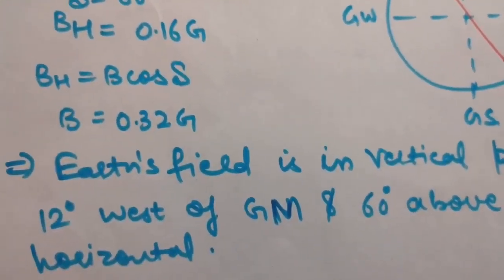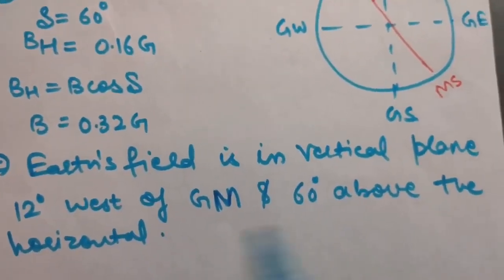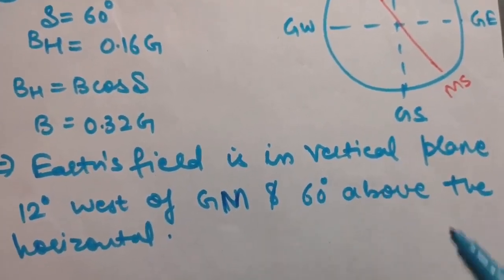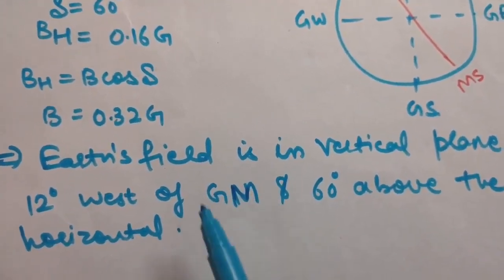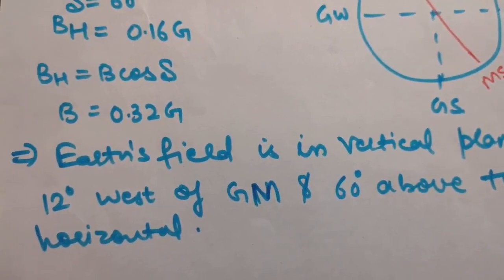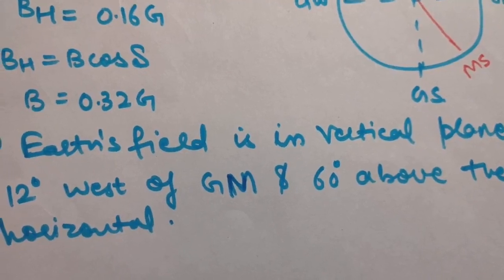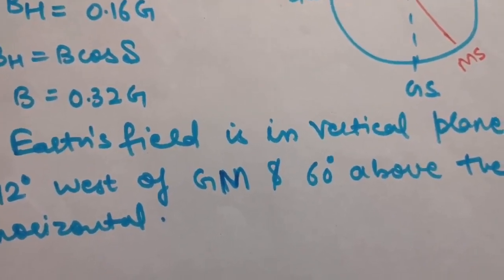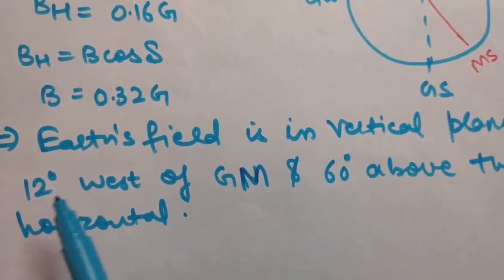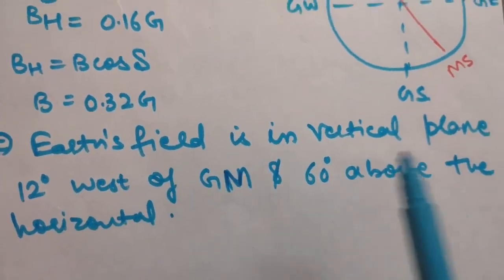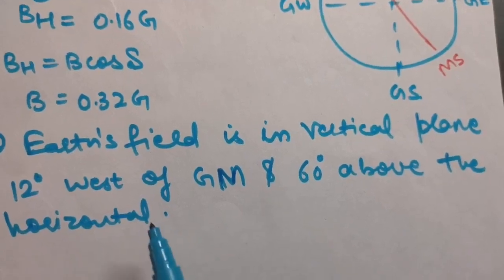Okay, and if we talk about the direction of Earth's magnetic field at that point, it is clear from theta and del only that Earth's magnetic field is in the vertical plane 12 degree west of geographical meridian and 60 degree above the horizontal. See beta, here I am talking about geographical meridian. Okay, what will be the geographical meridian? The plane which passes through the geographical north and geographical south line. That will be the geographical meridian. So if I am talking about geographical meridian in the horizontal plane, therefore I am saying Earth's magnetic field is in the vertical plane 12 degree west of geographical meridian and 60 degree above the horizontal.